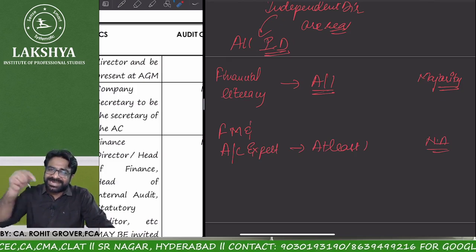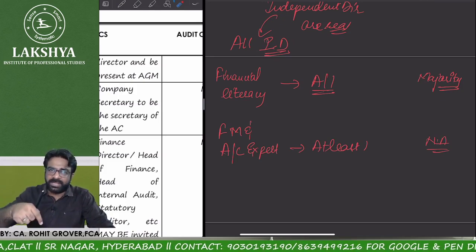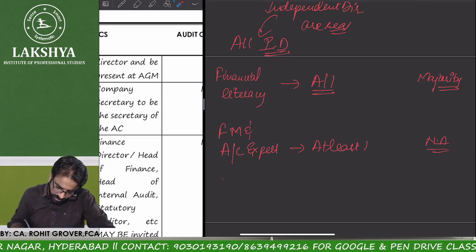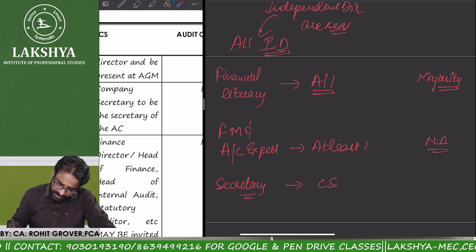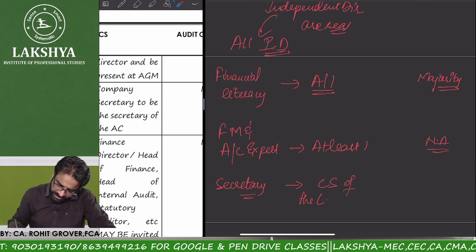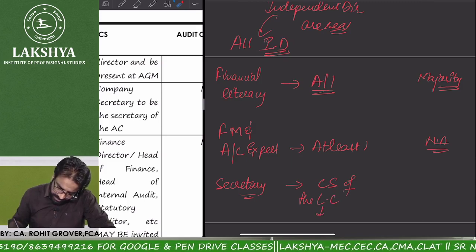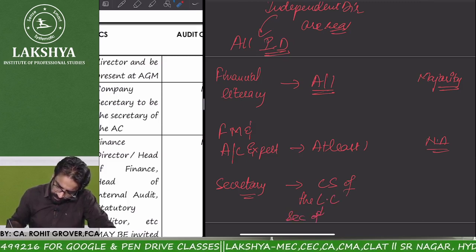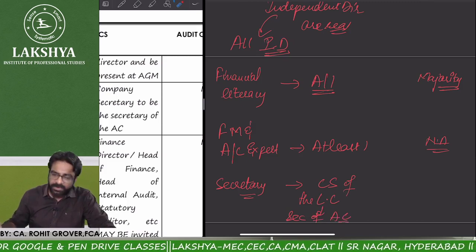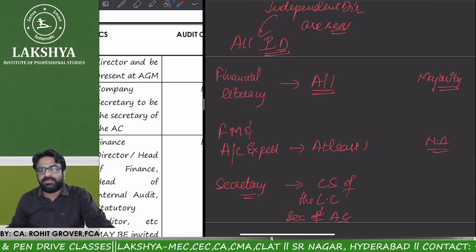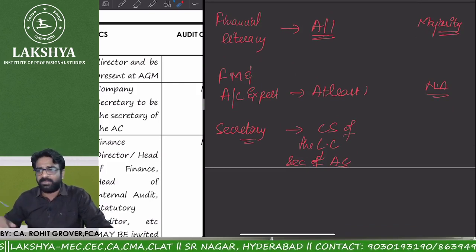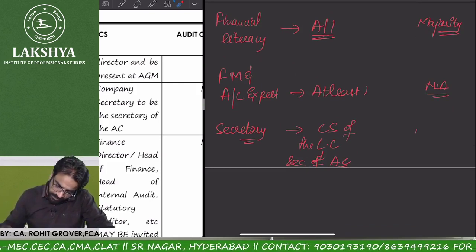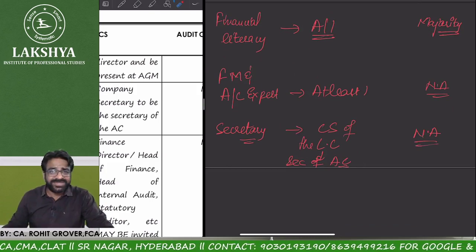Who is going to be the secretary of the audit committee under the LODR? The CS of the listed company will become the secretary of the audit committee. The secretary of the company will become the secretary of the audit committee. But what is the provision here? Not applicable. Are you understanding the point?